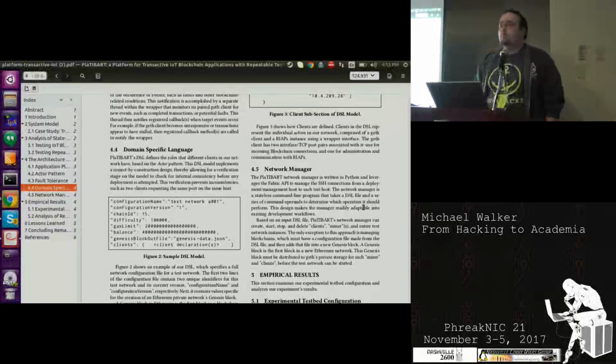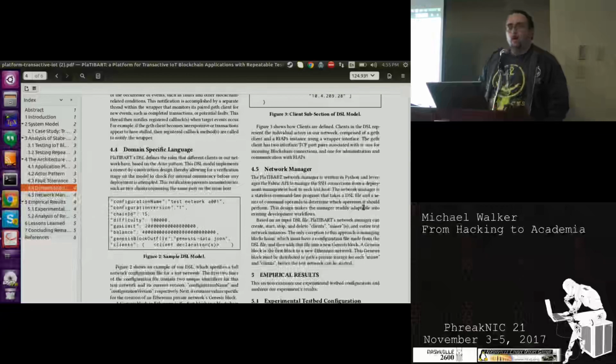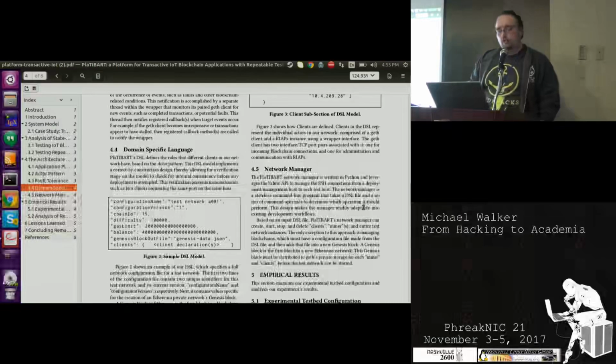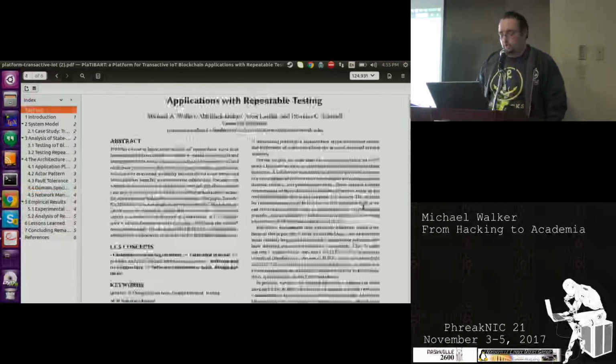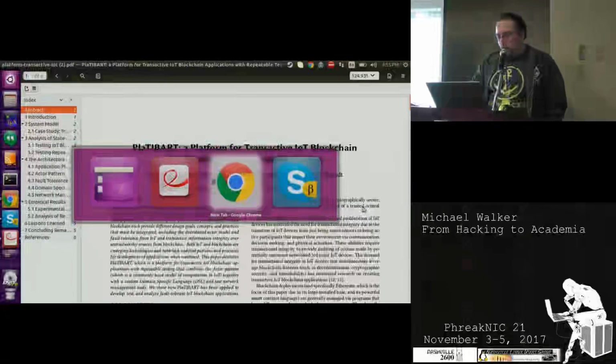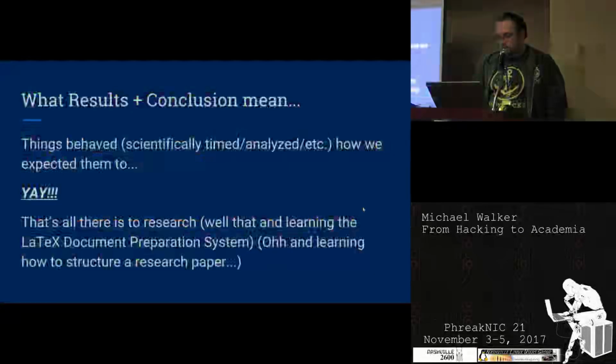Is it Overleaf? Mm-hmm. I wouldn't recommend diving into LaTeX without understanding what you're doing, because it's an archaic thing. So definitely research what you're doing. But anyways, back to the presentation.